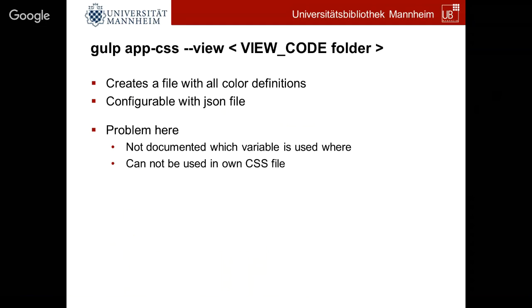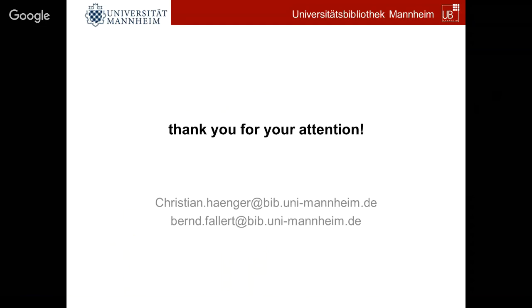The next thing I found was the Gulp app CSS view. This creates a file with all color definitions. You can configure this with a JSON file. The problem is I didn't really find documentation about which variable is used where. And I didn't find a way to use it in my own CSS files. Perhaps there is one, but I didn't find any information about this.